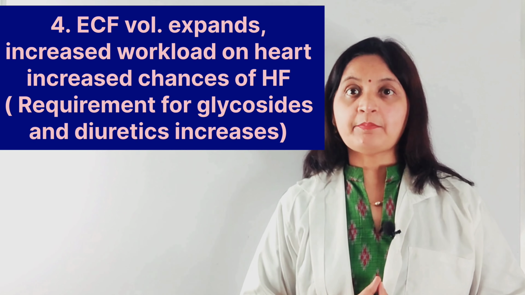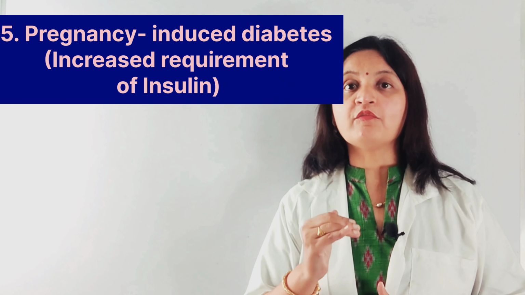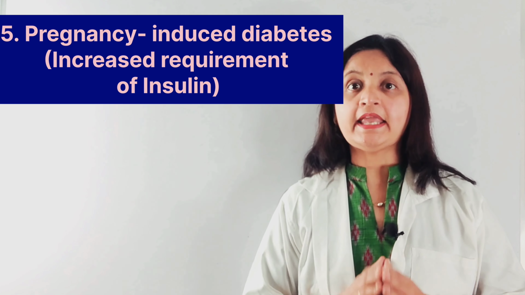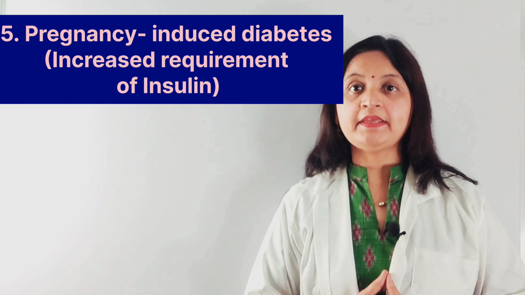Also in pregnancy, the placenta makes hormones that are responsible for the buildup of glucose in the body. If the body is not able to make enough insulin, there can be a pregnancy-induced diabetic state.